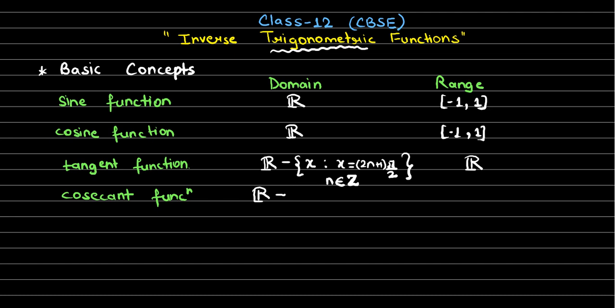Yes, Kanika, at what points does my sine become zero? 0 degree, 180 degree, and 360 degree. Any angle which is a multiple of pi, x equals n pi, where n is an integer, like 1 pi, 2 pi, 3 pi, for all these my sine becomes 0. And at zero, if you take its reciprocal, it becomes not defined. So this is the reason I have to remove these from the set of real numbers. And the range will be the set of real numbers except those from minus 1 to 1.